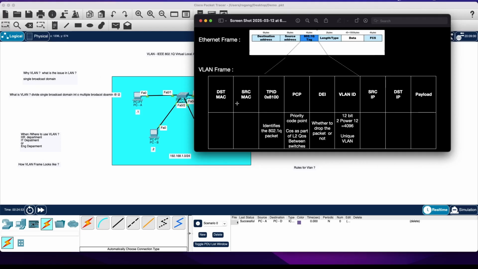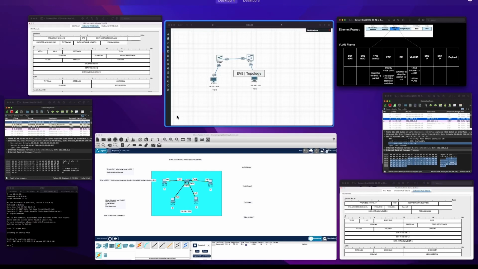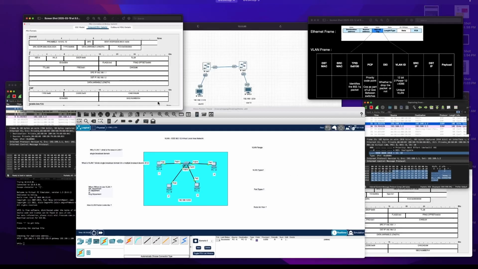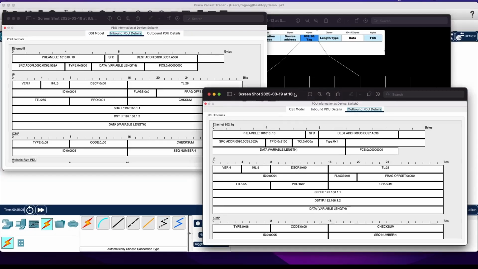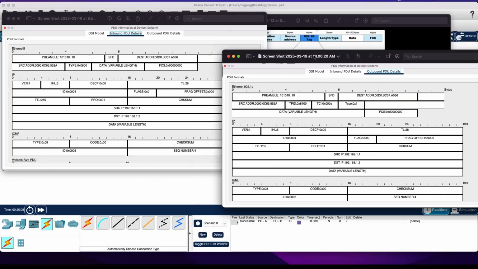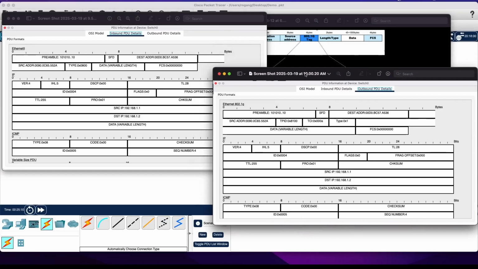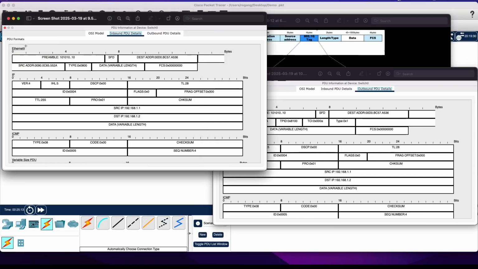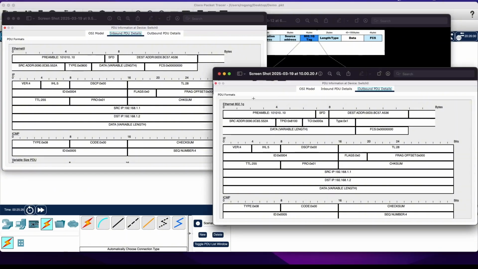I have captured a few packets from Cisco Packet Tracer and also from EVE-NG in order to show you an example. First we'll look into the Packet Tracer packet that I captured. How does an Ethernet frame look, and then how does the VLAN frame look. So this is the Ethernet frame, and we'll be concentrating on it here, which has preamble, SFD, destination address, source address, type, data, and FCS. In the 802.1Q frame, you will see the TPID, TCI, type, and FCS.